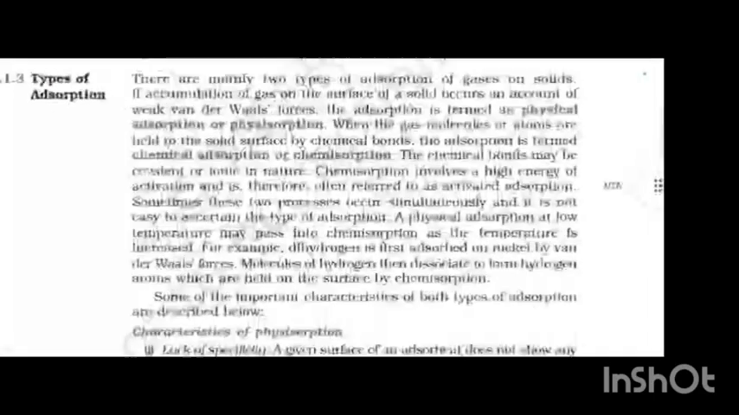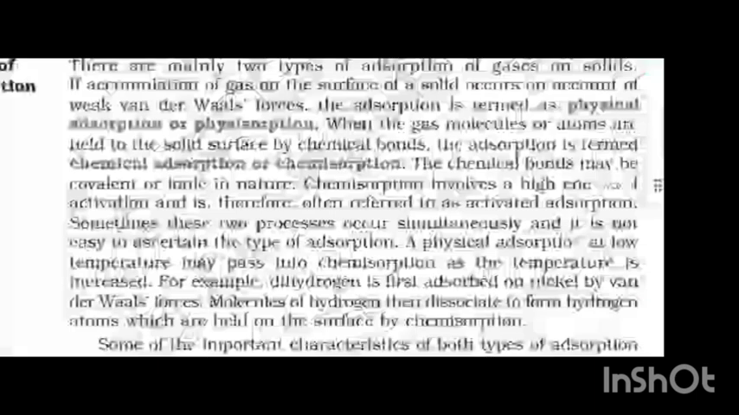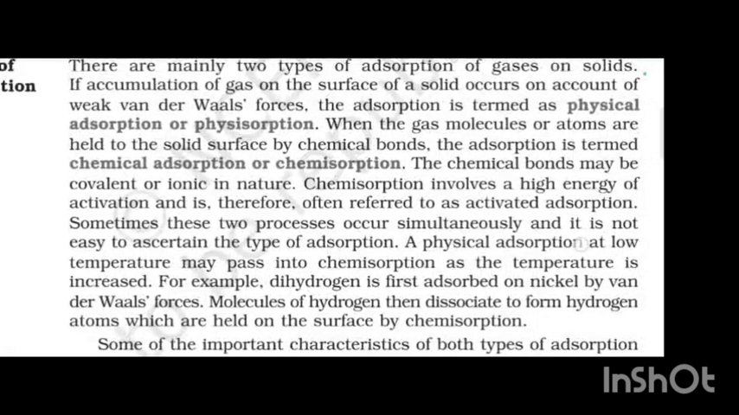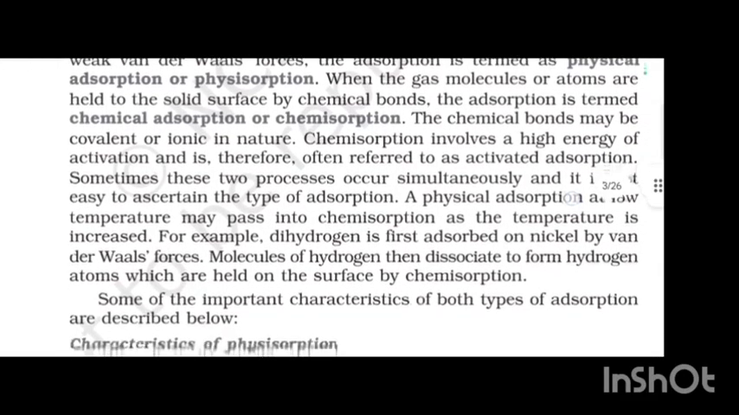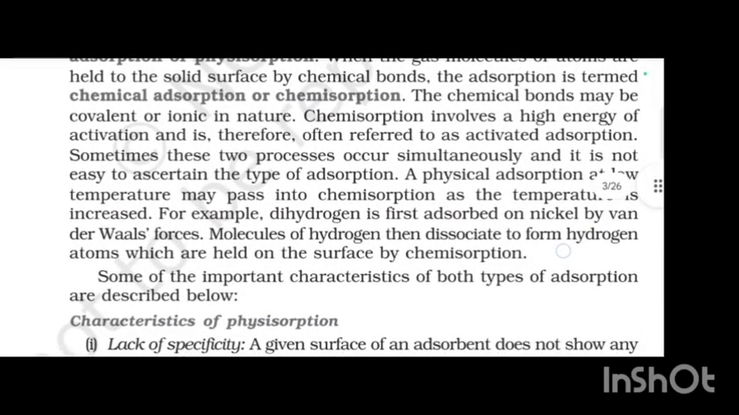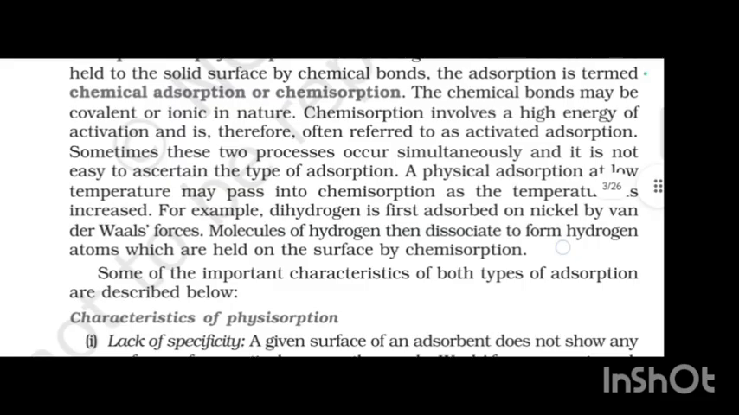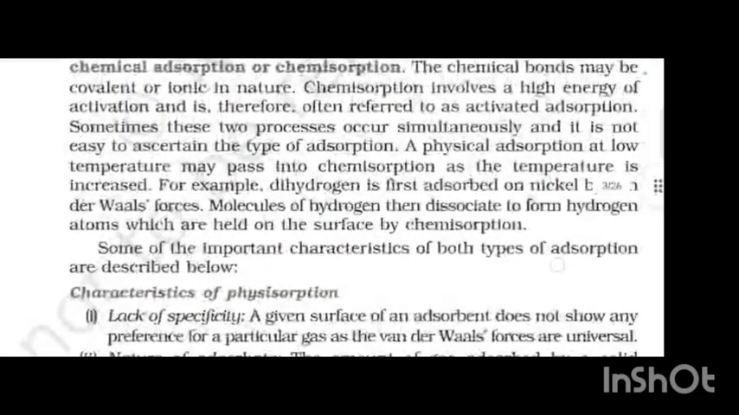Types of adsorption. There are mainly two types of adsorption of gases on solids. If accumulation of gas on the surface of a solid occurs on account of weak van der Waals forces, the adsorption is termed physical adsorption or physisorption. When the gas molecules or atoms are held to the solid surface by chemical bonds, the adsorption is termed chemical adsorption or chemisorption. The chemical bonds may be covalent or ionic in nature.